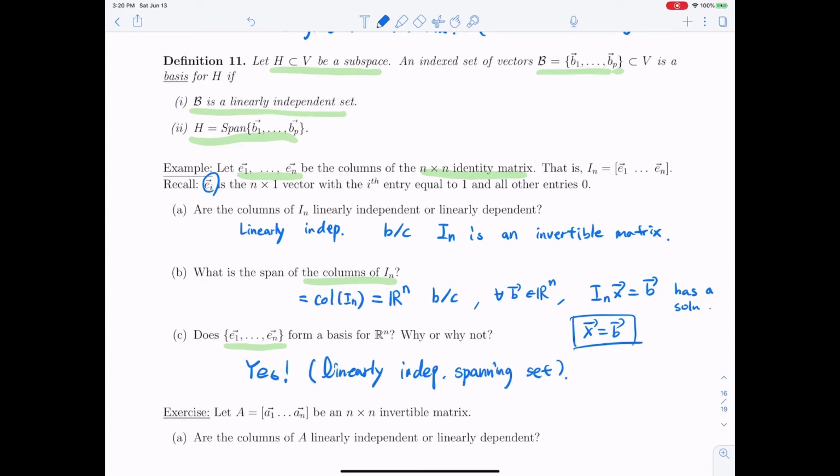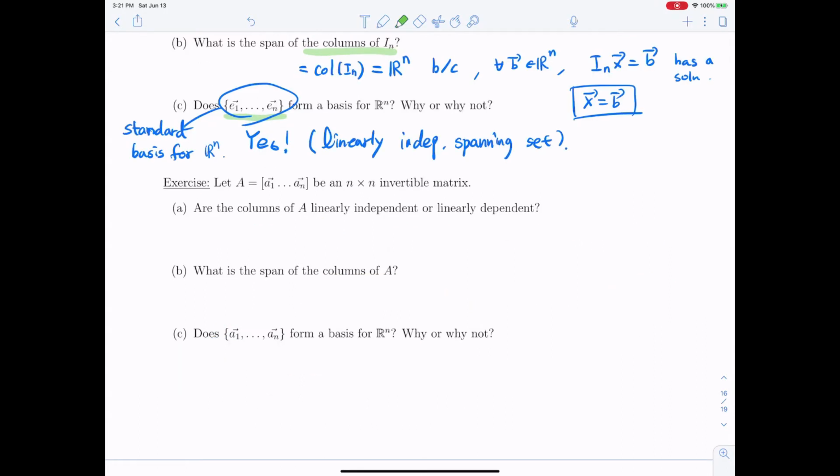Does this make sense? Well, because the set is formed by the standard unit vectors, we call this the standard basis for Rn. So we can generalize the argument above for an invertible matrix. Suppose that A is given by this, which is an invertible matrix. Then we know that if A is invertible, then its columns are linearly independent. And we also know the span of the columns of A equals R to the n.